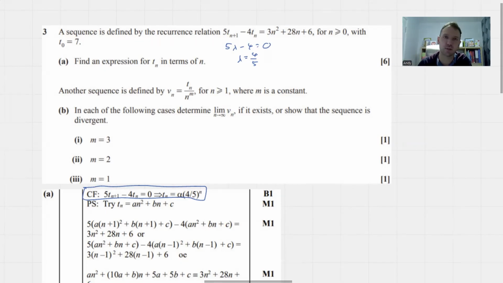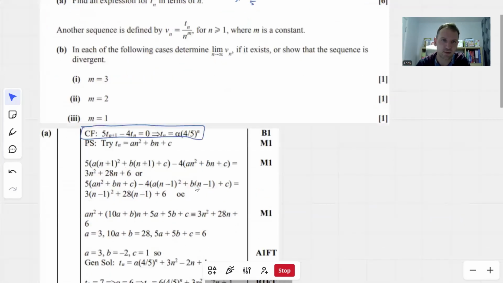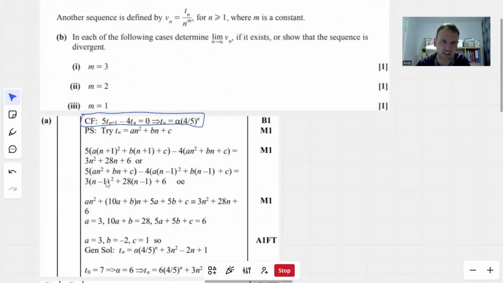We now need to worry about the right-hand side. We now need to worry about our particular function. We have a quadratic, so we're going to guess the most general quadratic, an squared plus bn plus c, and sub this whole algebraic mess into here to work out what a, b, and c have to be. Simply expanding your left-hand side and then comparing your coefficients. There is a fair amount of algebra to do here. They're making you earn those 6 marks.